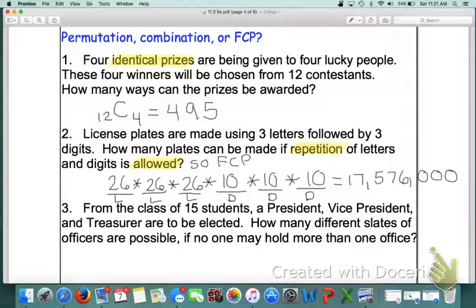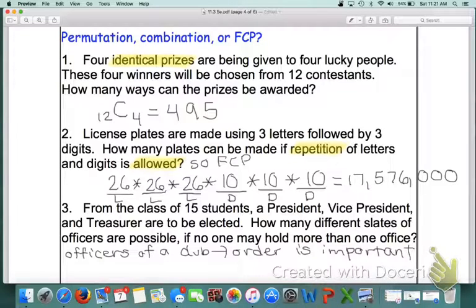Number 3 says, from the class of 15 students, a president, vice president, and treasurer are to be selected or elected. How many different slates of officers are possible if no one may hold more than one office? So, anytime you're looking at officers of a club, order is important. Since order is important, that means we're going to use a permutation.